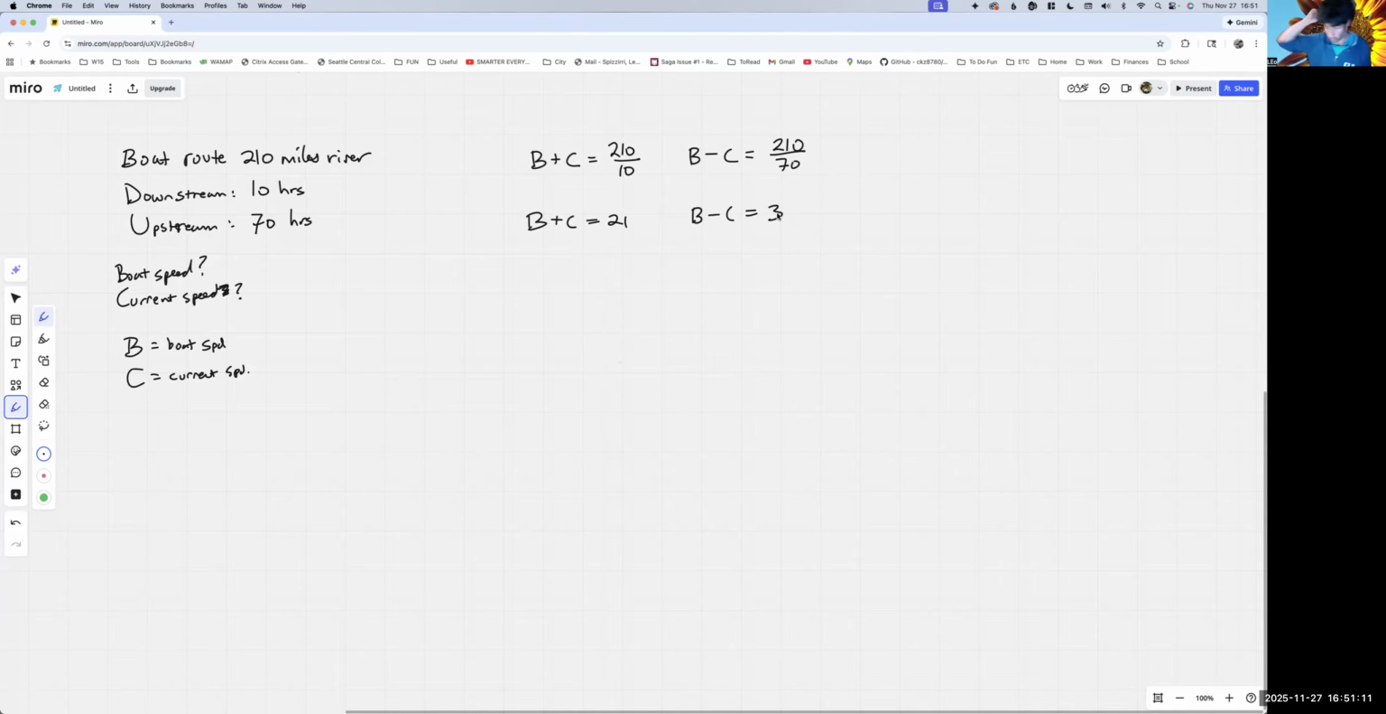Okay, so we could do something similar to what we did last time, but let's try something a little different here. I've got B plus C and B minus C equal to these numbers. We can combine these equations. I'm going to take B plus C equals 21, and add B minus C equals 3. I'm going to add these two equations. B plus B is 2B. C minus C is 0. 21 plus 3 is 24, which gives me that B is equal to 12.